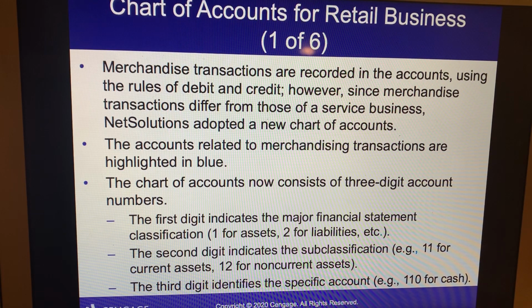The chart of accounts now consists of 3-digit account numbers. The first digit indicates the major financial statement classification, 1 for assets, 2 for liabilities, etc. The second digit indicates the subclassification, e.g., 11 for current assets, 12 for non-current assets. The third digit identifies the specific account, for example 110 for cash.